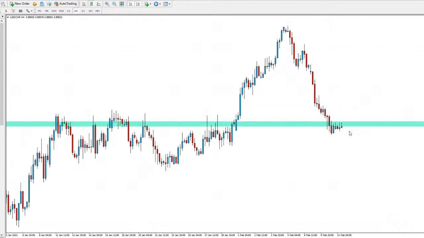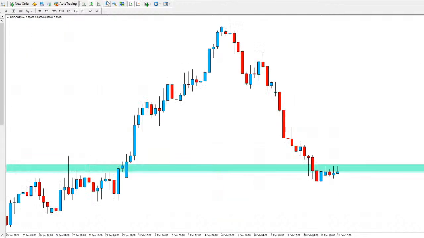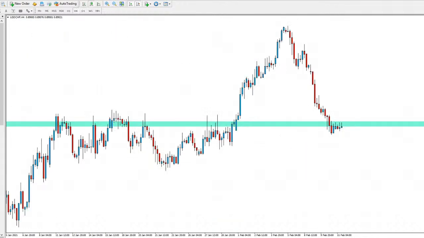USD/CHF again right at the key level, moving sideways. It just depends which way price wants to break. If it breaks to the upside, we could be seeing a swing back to the upside. Breaks to the downside, we could actually be seeing just a continuation of the overall bearish trend here, and price is probably going to see a test of the lows again for this pair.